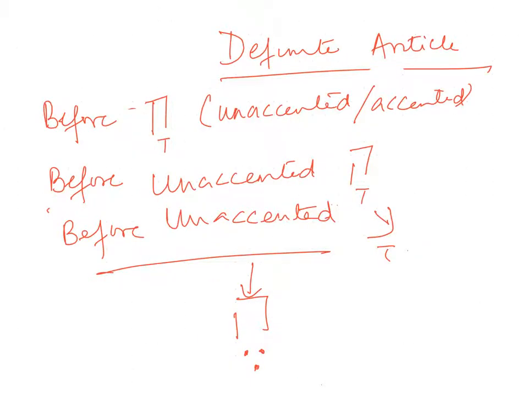This one is something you have to keep track of. Before chet with the qamets, it could be unaccented or an accented chet with the qamets, or before unaccented heh with the qamets, or before unaccented ayin with the qamets, the definite article is always written only as a heh with the segol. We call it the irregular segol of the definite article. Okay, it is written as heh with the segol. Forget the dagesh forte because all these three are gutturals. They will reject the dagesh forte. So it is simply written as heh with the segol.